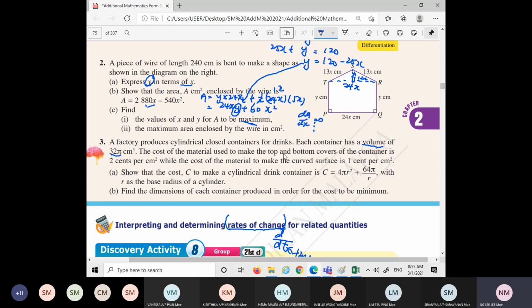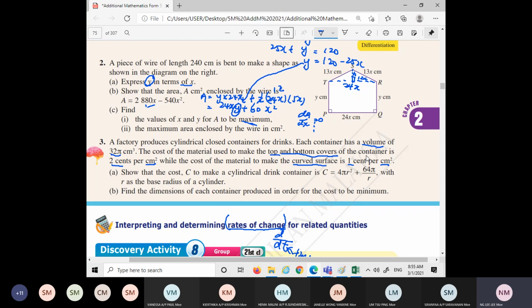The cost of the material used to make the top and the bottom cover of the container is 2 cents per centimeter square, while the cost for the material to make the circular surface is 1 cent per centimeter square. So complicated. This is for the curve, and this is for the top and the bottom cover. But this can happen, no? The material for a canteen, the top and the bottom may be different from the curved surface material. It can happen actually.